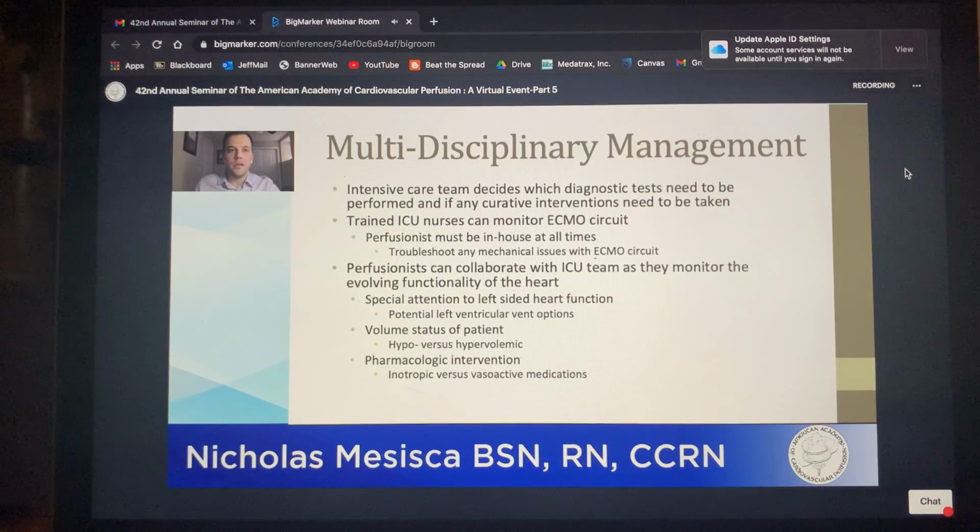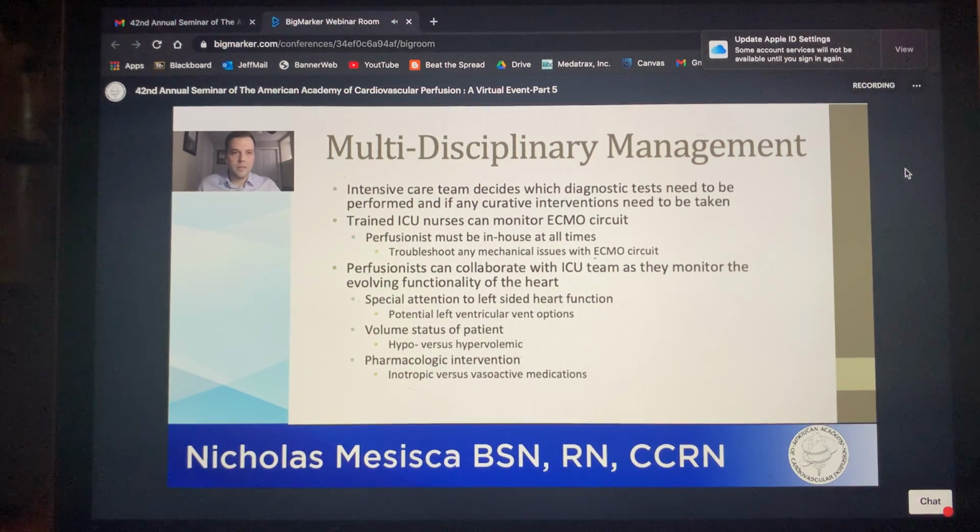It is also important that we're continuously involved with the plan of care and collaborate with the ICU team. This heart is going to be continually evolving, and we need to pay special attention to certain things, such as the functional status of the left side, whether it's dilating out and needs to be decompressed, or possibly that the patient is north-southing, like I touched on earlier, and the cannulation strategy may need to be altered.